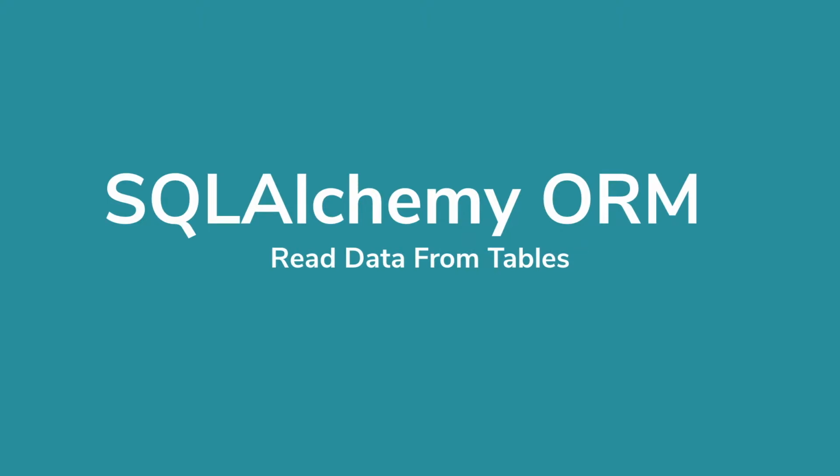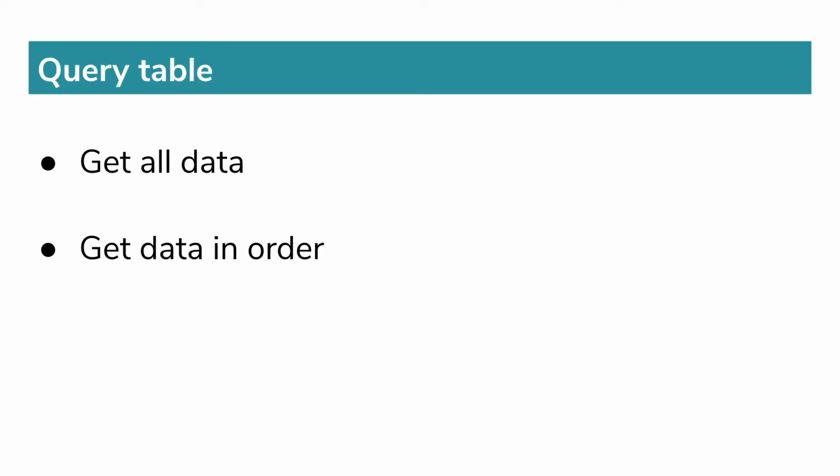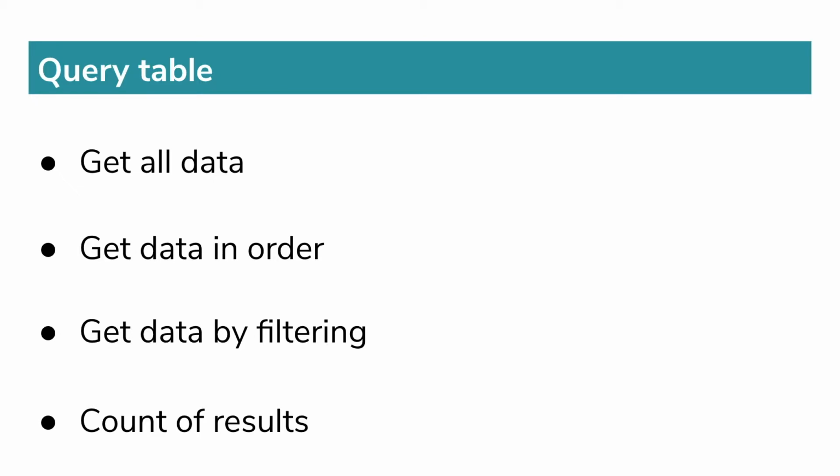In this video, we will learn how to read data from a table using SQLAlchemy ORM. To read data from a table, you need to query it. We will query the table to get all the data in it, to get ordered data, and to get filtered data. Finally, as a bonus, we will count the number of results being returned in a query. Let's code these in the editor.